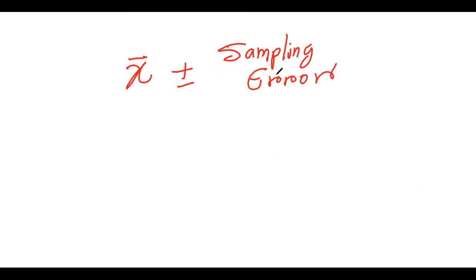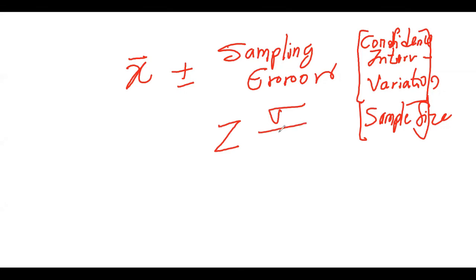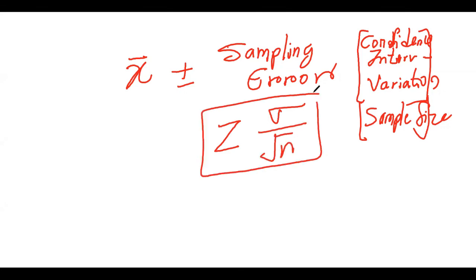The sampling error depends upon three aspects. Number one, confidence interval. Number two, variation in the sample. Number three, sample size. These are the three inputs because of which sampling error is possible. So we define the sampling error as Z times standard deviation divided by root n. This is the measure of sampling error, and this concept is called margin of error. So you have to understand this concept of margin of error.